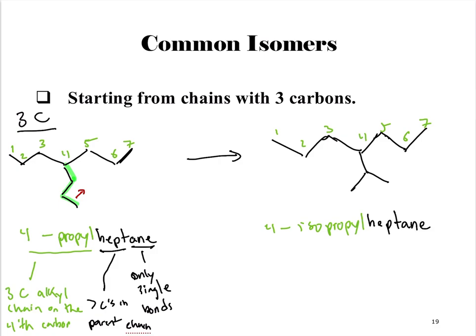4-isopropylheptane. How do we know it's isopropyl? That's just because it's still a 3 carbon group, right? 1, 2, 3. Here it's 1, 2, 3, but the connectivity is different, right? So it's an isomer of propyl. So that's why it's isopropyl. And there's no rhyme or reason necessarily to a lot of these names. That's just what it was named.